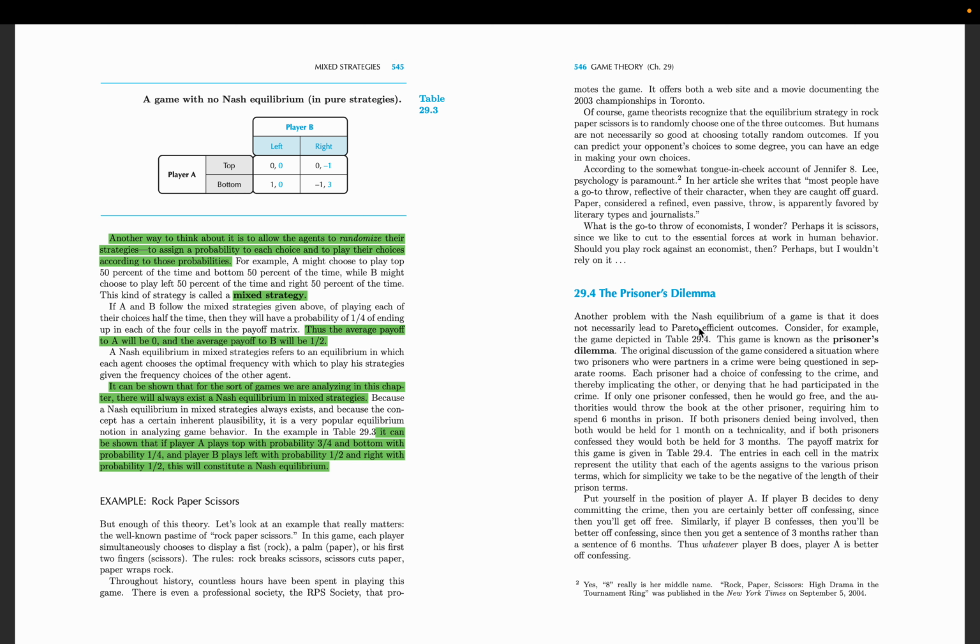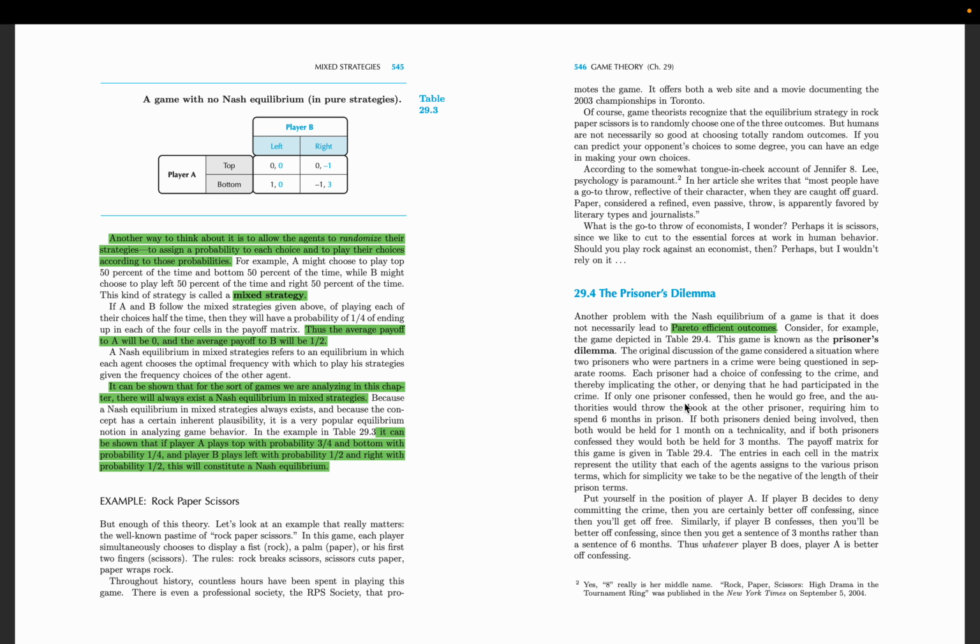Another problem with the Nash equilibrium of a game is that it does not necessarily lead to a Pareto efficient outcome. Consider, for example, the game depicted in table 29.4. This game is known as the prisoner's dilemma. The original discussion of the game considered a situation where two prisoners who were partners in a crime were being questioned in separate rooms. Each prisoner had a choice of confessing to the crime and thereby implicating the other, or denying that he had participated in the crime.